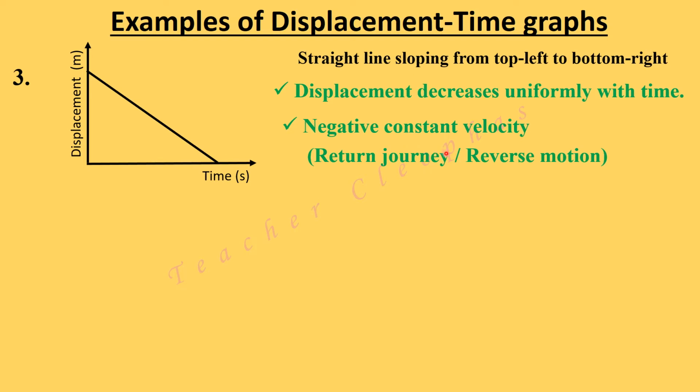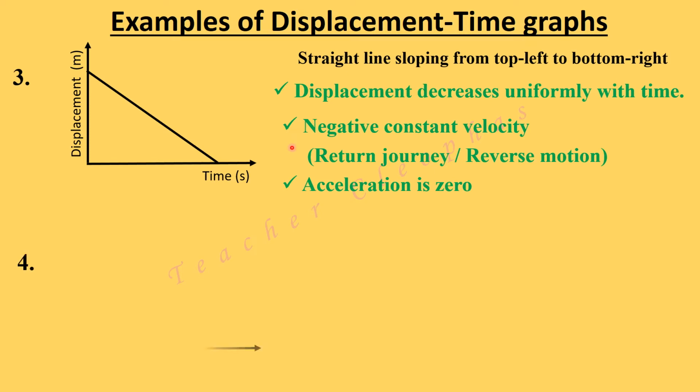Negative constant velocity shows us that this object is in its return journey. It had already traveled some displacement up to this point. Now it is going in the reverse direction, or going backwards. So acceleration is 0, since we are saying that the velocity is constant, though it's negative.